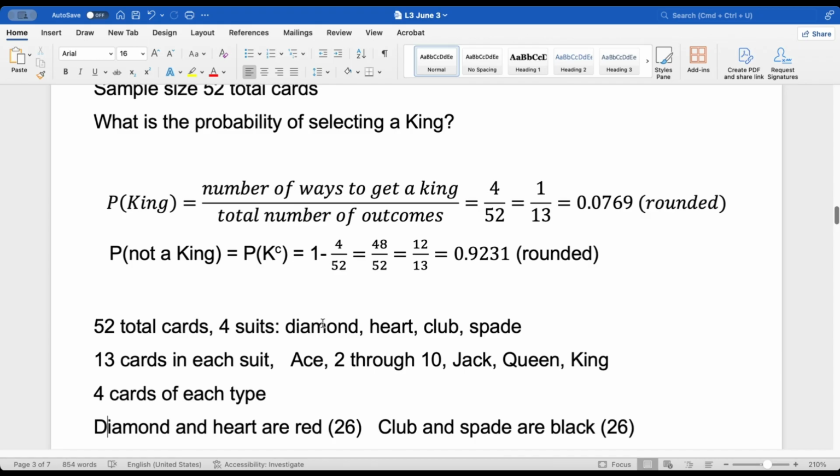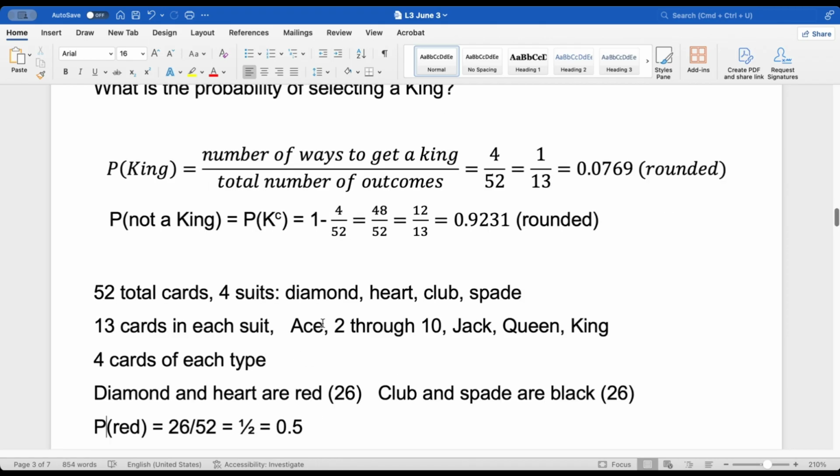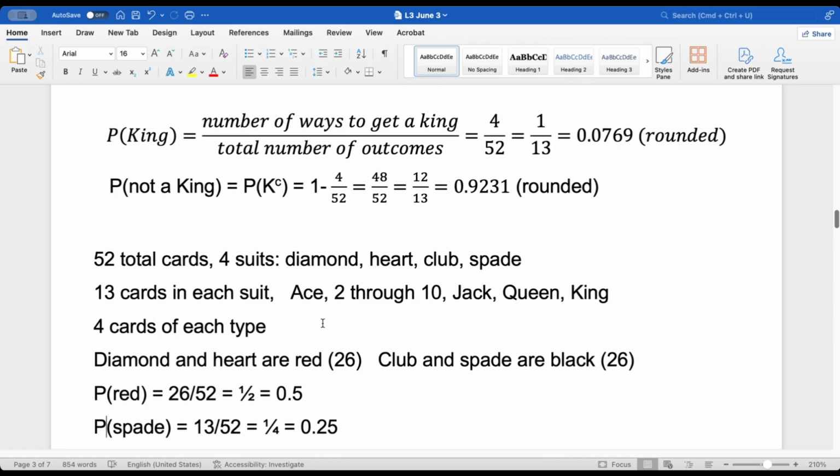So again, just a summary here of the different features of a deck of cards: 52 total, 4 suits, 13 cards in each suit, 4 cards of each type or value. Diamond and heart are red cards. Those are half the deck, so that's 26. Club and spade are black, also 26. So the probability of drawing a red card would be 26 out of the total 52, which is 1/2, or 0.5. The probability of spade, that's 13 out of 52, which reduces to 1/4, or 0.25.